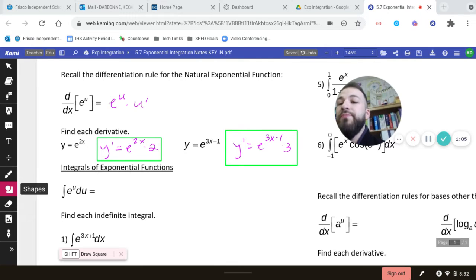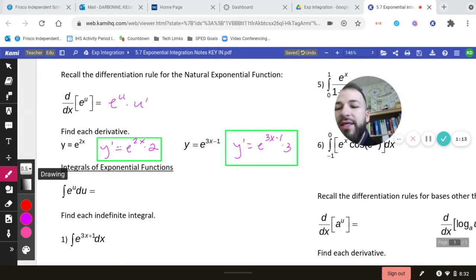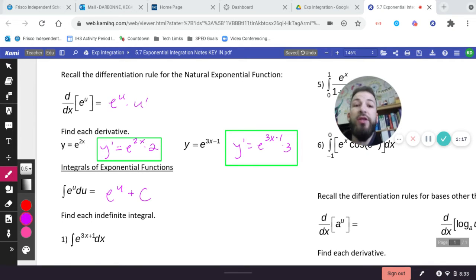Okay. So if the derivative of e to the u is just e to the u times u prime, then the integral of e to the u is just e to the u. But of course, because we're integrating, e to the u plus c. So just like its derivative is just e to the u, its integral is just e to the u. Now, of course, the caveat to this is if we have anything more than just x going on in the exponent, we do still have to do a u substitution for this.